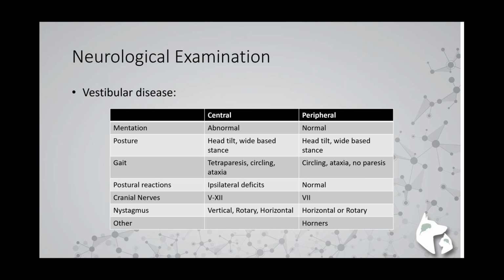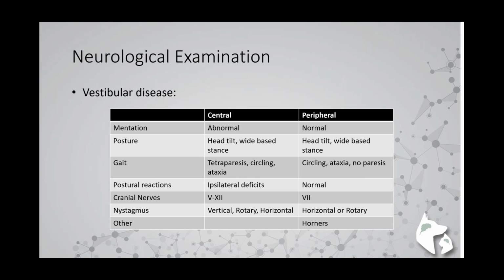For central patients, you want to check the paw placement. I was always taught that with vestibular disease, the legs don't lie. So if you have paw placement deficits on one side of the body and a head tilt on that same side, that's going to be the side that the problem is on. And we'll talk about checking paw placements down the line in the neuro exam.